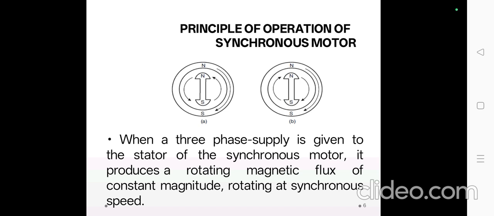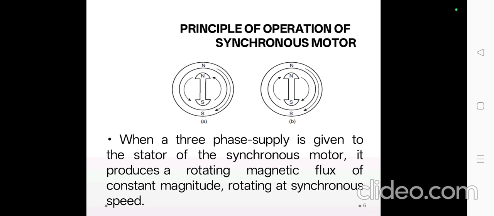Actually, we give the three-phase AC supply to the stator winding, and the rotor has the DC supply. The synchronous motor works on the principle of magnetic locking.